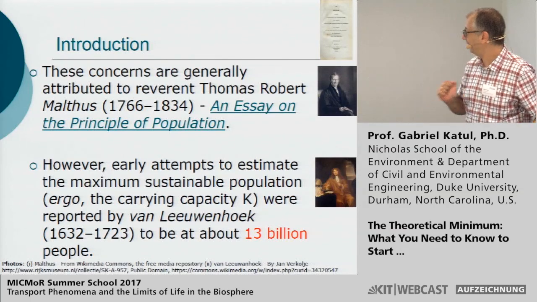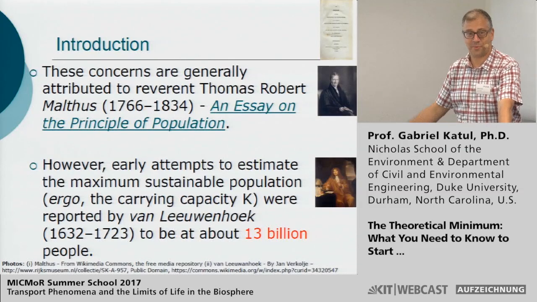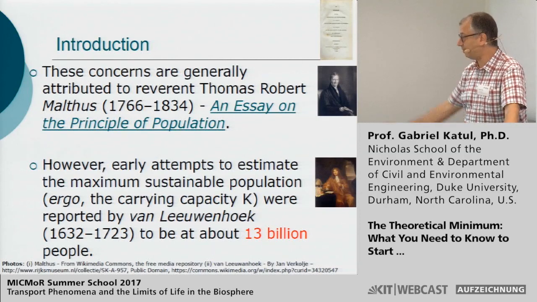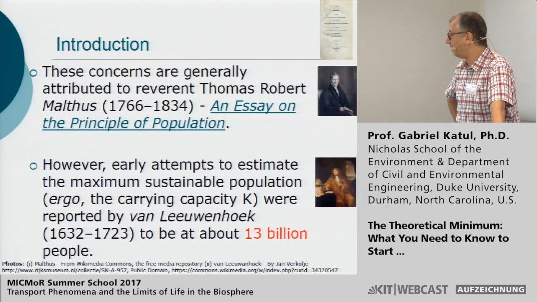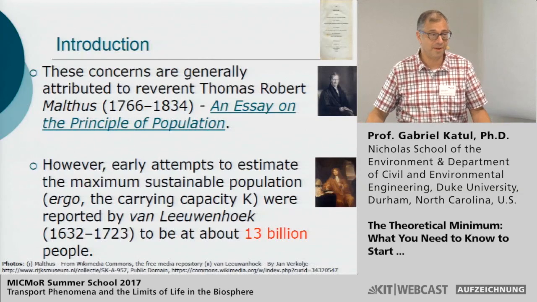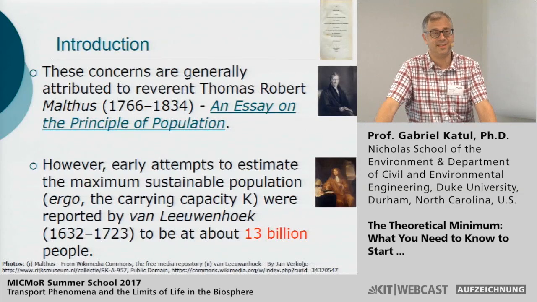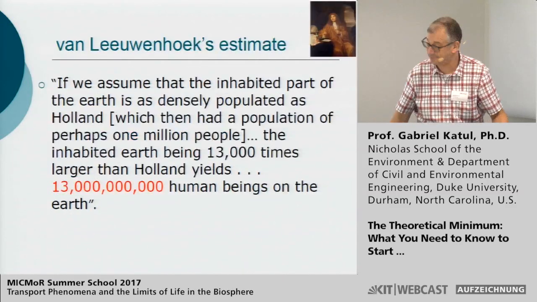So anyway. Now, Van Leeuwenhoek, we will describe now what he did, came up with an estimate that the carrying capacity of the planet, that was in 1632 or just in the 1600s, came up with an estimate that the planet can handle 13 billion people at that time. Okay. Now, you may wonder how he did that. The crafty devil. Huh? This is what he did.